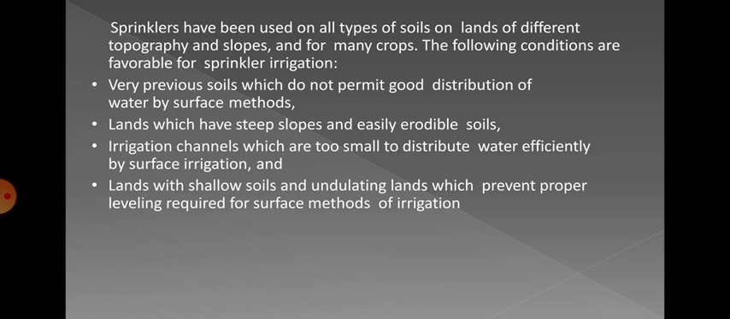Sprinklers have been used on all types of soil, on lands of different topography and slopes, and for many crops. The following conditions are favorable for sprinkler irrigation: very pervious soils which do not permit good distribution of water by surface methods, lands which have steep slopes and easily erodible soils, irrigation channels which are too small to distribute water efficiently by surface irrigation, lands with shallow soils, and undulating lands which prevent proper leveling required for surface methods of irrigation.